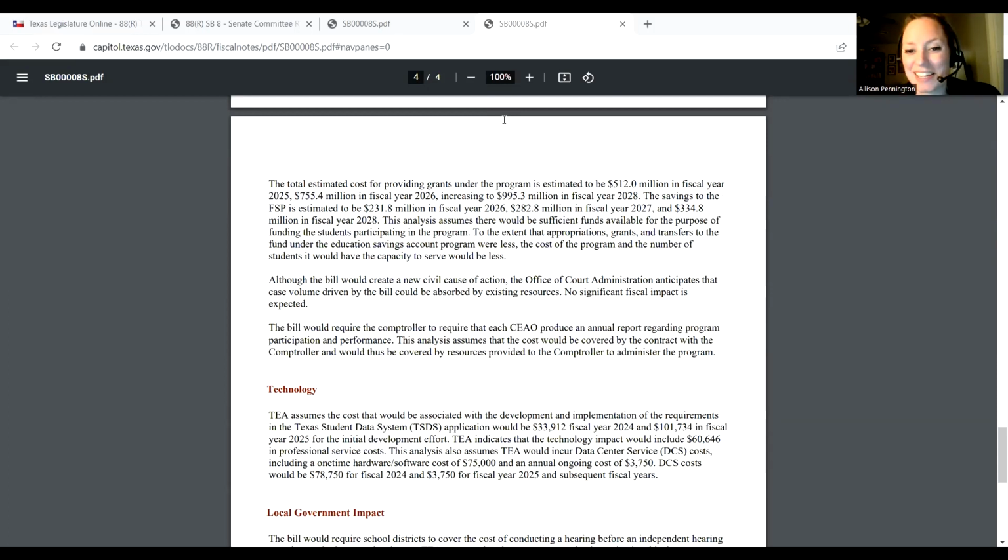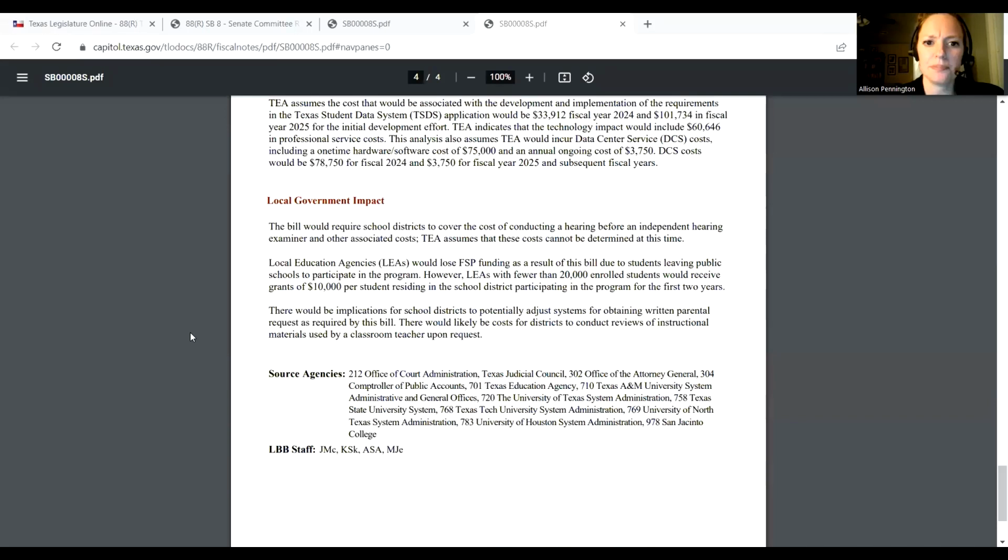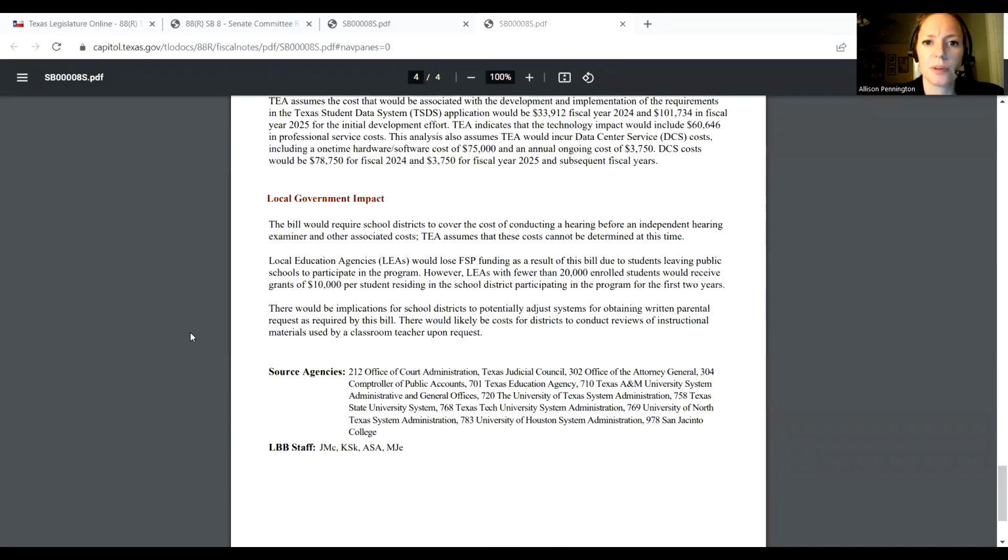Almost done. Thanks for hanging in there with me. The next few sections I think are not super applicable. And then I just want to point out one more thing, just in case it's not clear.